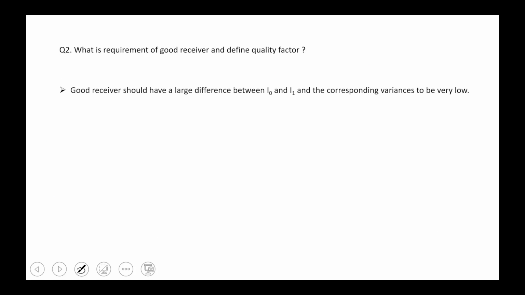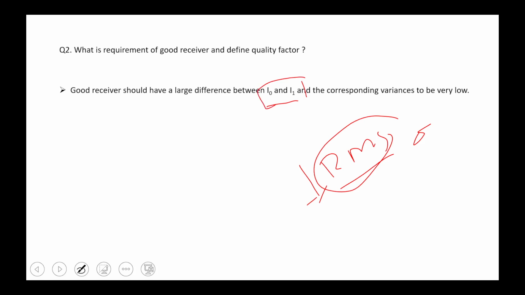So I already explained that a good receiver should have a large difference between I1 and I0, and the corresponding variance should be very low. We require a very low corresponding variance. That's why it has less noise, because the variance should be less. Variance means the root mean square of the noise will be given by the variance. If it is less, then our system performance will be high. It should have a large ratio of amplitude of the current between I1 and I0.